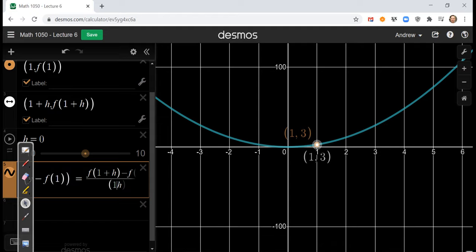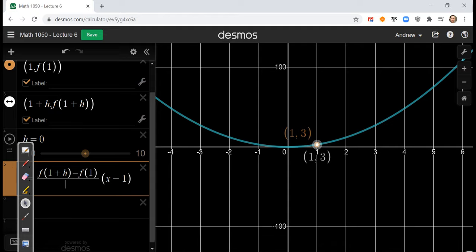This is just 1 plus h minus 1. So it simplifies to just an h in the bottom. And then you get x minus 1, right? This gives us this equation right here. The problem is if h is 0, the average rate of change would require that you divide by 0, which is no good. We can't divide by 0. That's not a number. And that's why the computer gets confused when h equals 0.